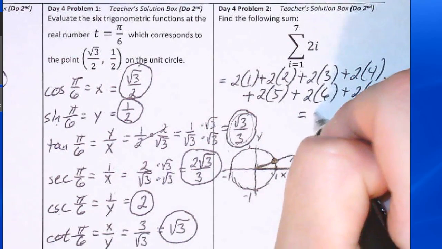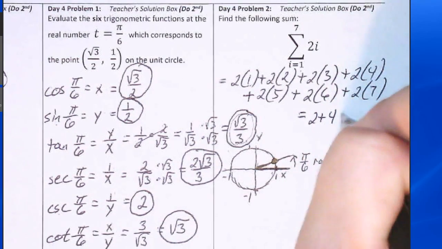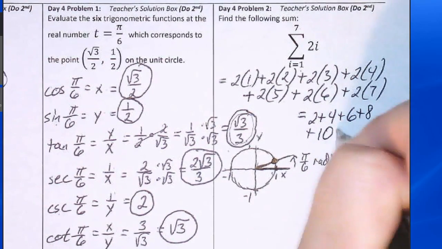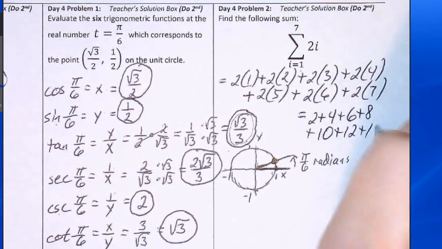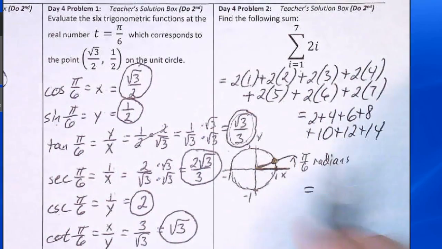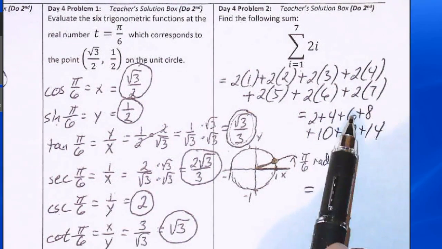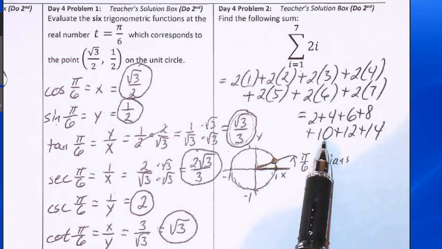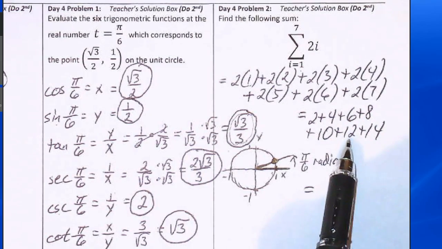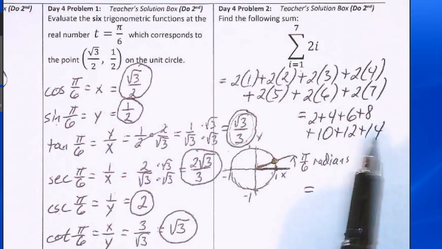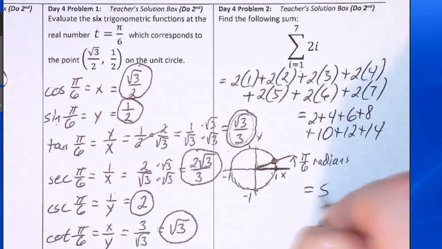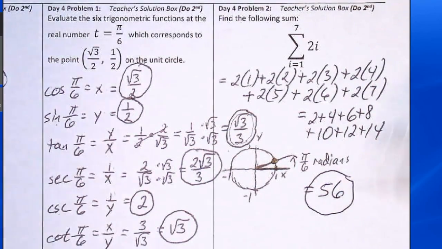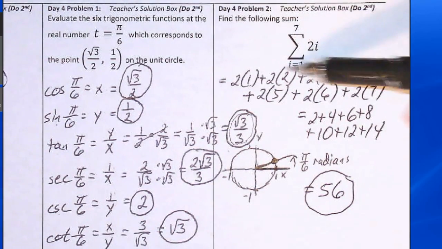Here we have 2 plus 4 plus 6 plus 8 plus 10 plus 12 plus 14. 2 plus 4 is 6, plus 6 is 12, plus 8 is 20, plus 10 is 30, plus 12 is 42, plus 14 is 56. 56 is the answer for this summation.